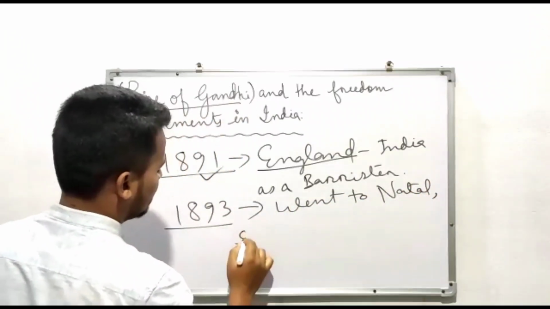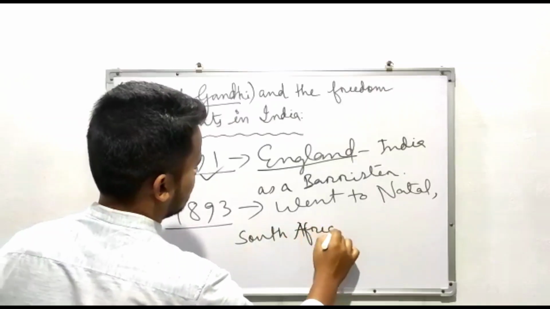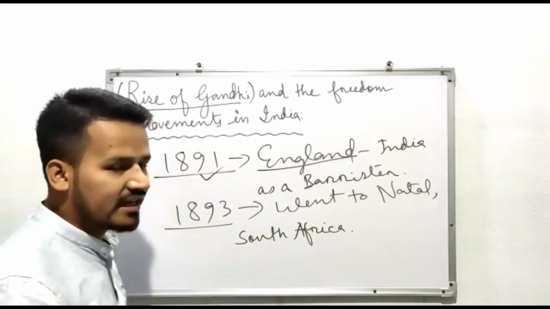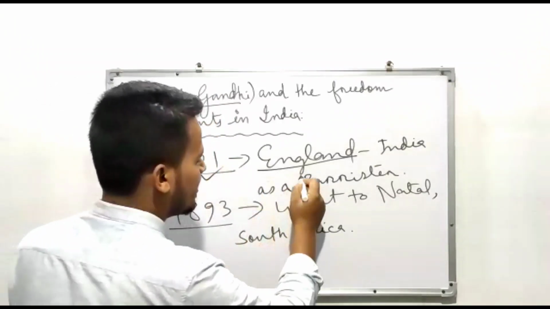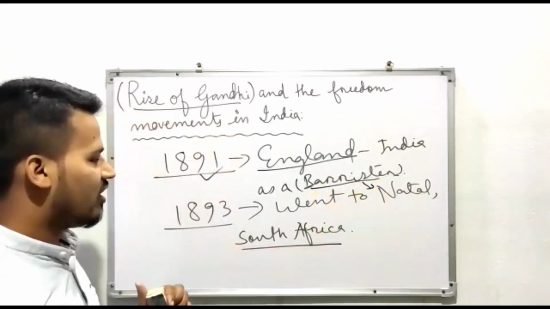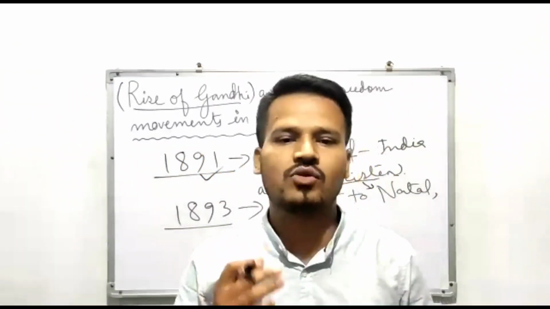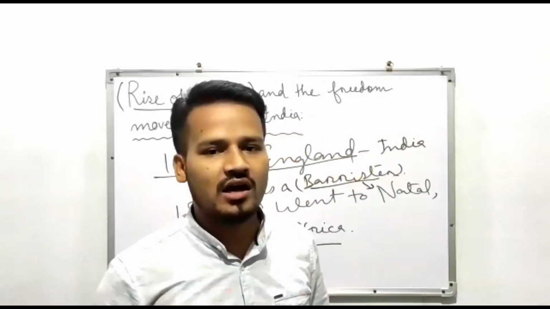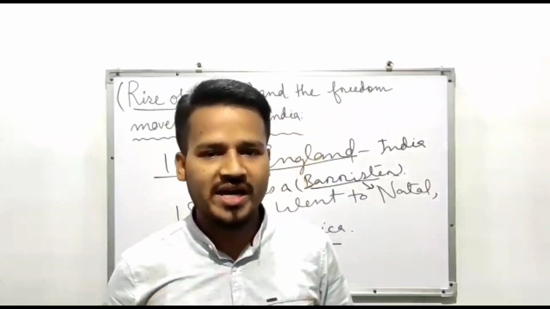Next, in the year 1893, he went to Natal in South Africa in connection with his professional work as a barrister. As soon as he arrived in Natal, South Africa, he came to know that the Indian people in South Africa were facing a very dangerous situation. That means they were being exploited by the Europeans.